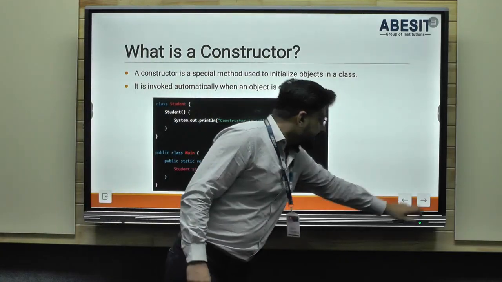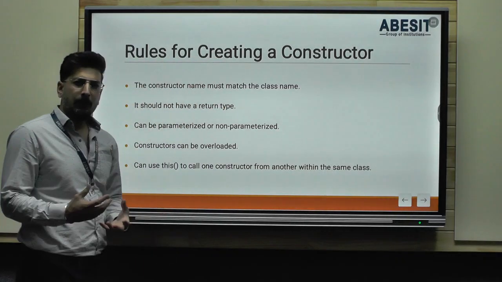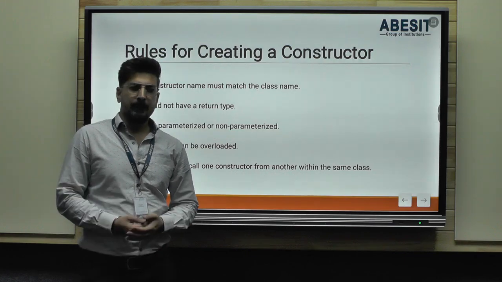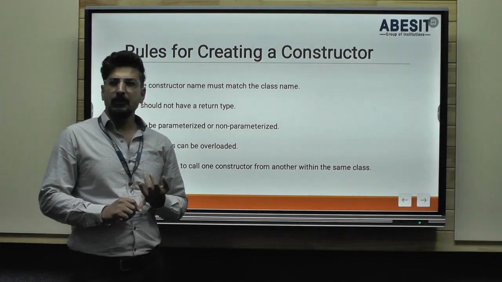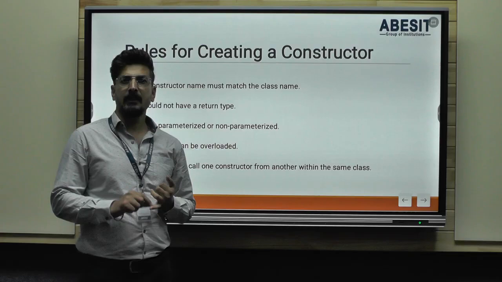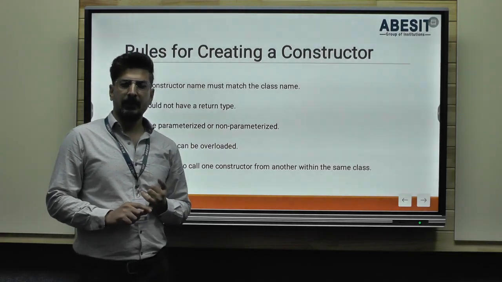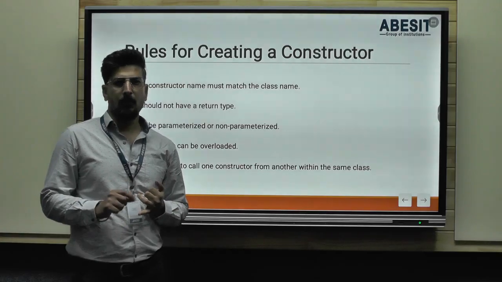Next, if we talk about how to create a constructor in Java, basically there are three rules. First of all, the name of the constructor is the same as the name of the class. As we have seen before, we have a class student, and definitely the constructor name is also student.